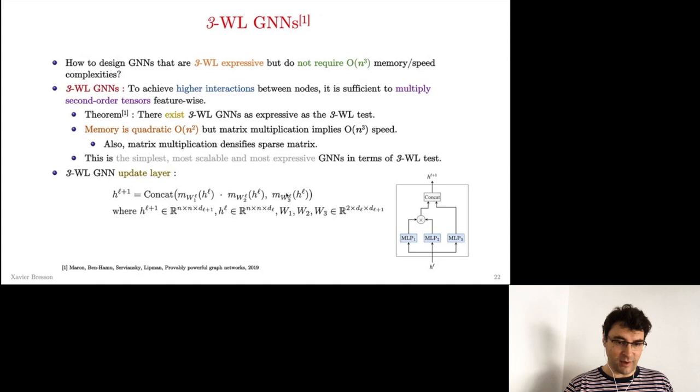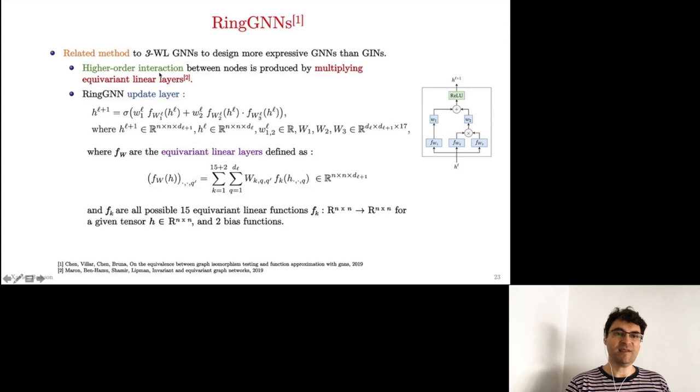So Maron and his collaborators introduced a GNN to do that by multiplying second-order tensors together, so n squared memory requirement. But when you multiply two matrices of n squared size, then the speed complexity is going to be n cubed. Okay. Along this work, there is also a related method, which is the Ring-GNN by Chen and his collaborators, and this has the same flavor. So we want here to multiply equivariant linear layers to achieve higher interactions between the nodes.